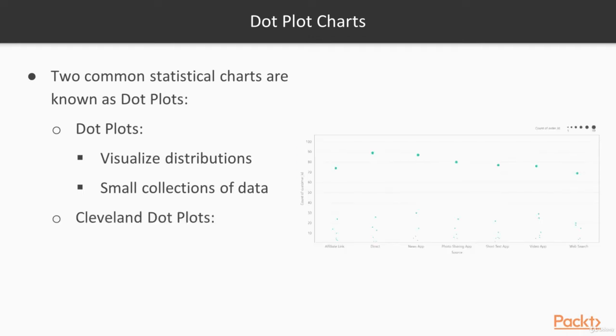The second is also known as the Cleveland dot plot. This one was actually designed to enable more accurate judgments of data values than even the venerable bar chart. Its at-a-glance accuracy makes it ideal for tactical dashboards.